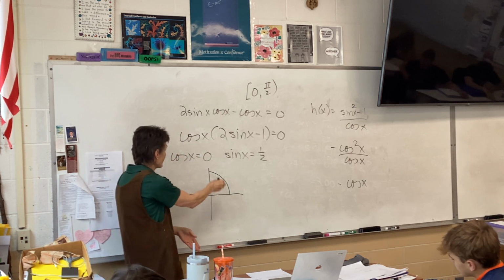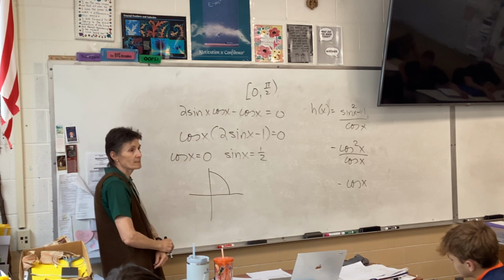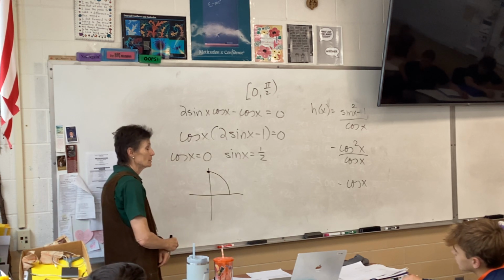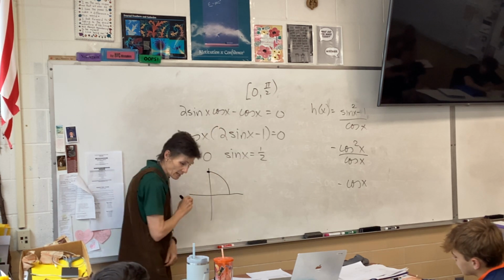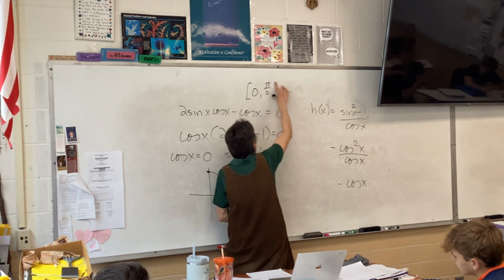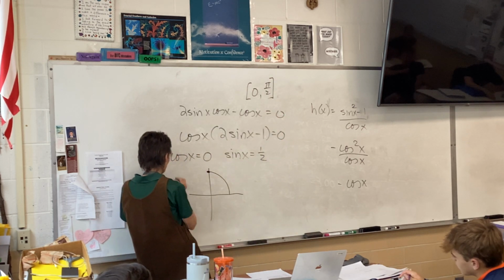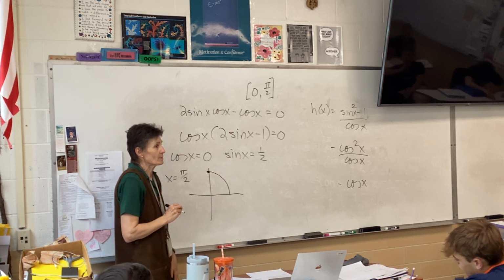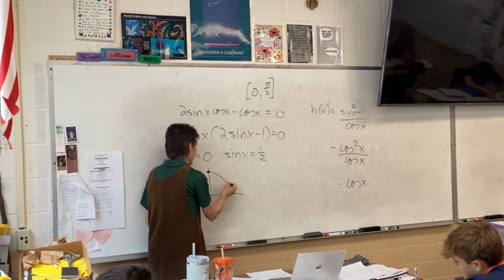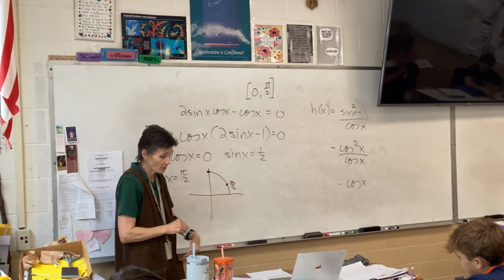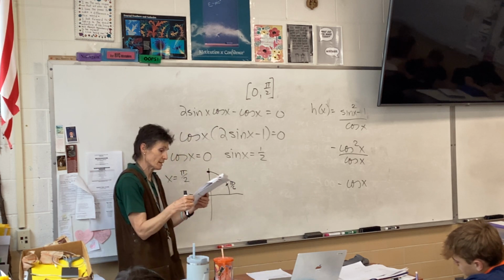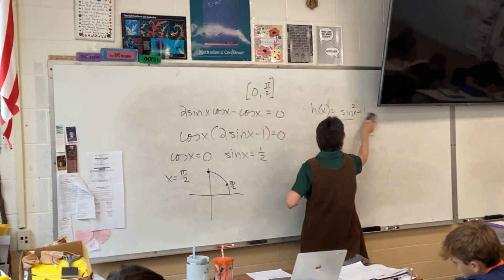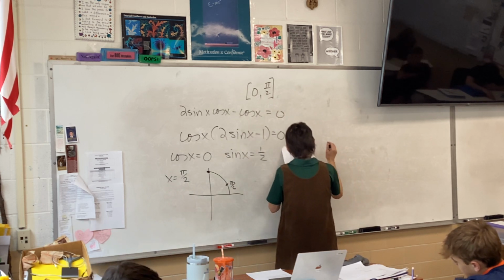So on that part of the circle, where is the cosine 0? Pi over 2. Now it's 0 other places, but oh wait, is that inclusive? So this one is pi over 2. On this part of the circle, where is the sine 1/2? Pi over 6. So the answers to the question are pi over 2 and pi over 6. They look scary, but really they're not if you take them apart.